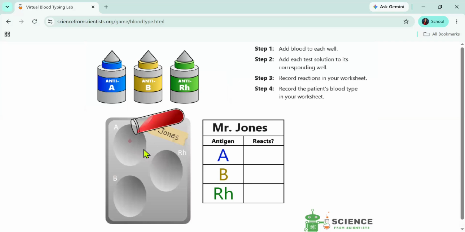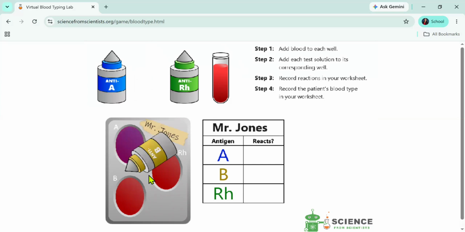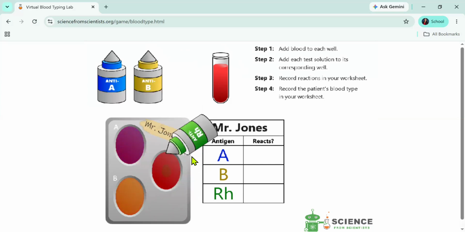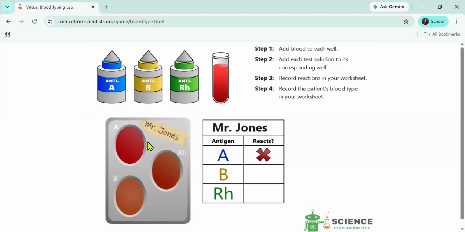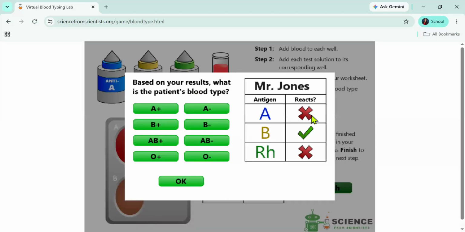Let us go to Mr. Jones. Let us put the blood on it as well. All right, and then put the serums. You will use separate toothpicks for this, and if you want to mix them, I don't want to confuse it. Okay, B and RH, there's no agglutination. So what do you think is the blood type? No reaction on A, no reaction on RH, there's a reaction on B. So it is B negative.